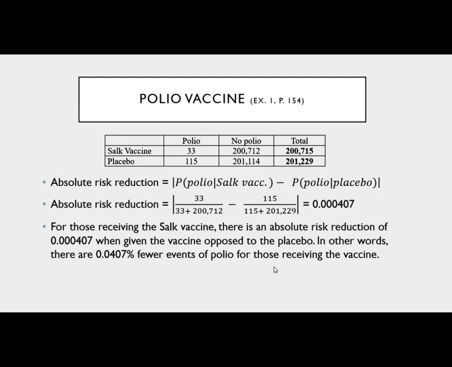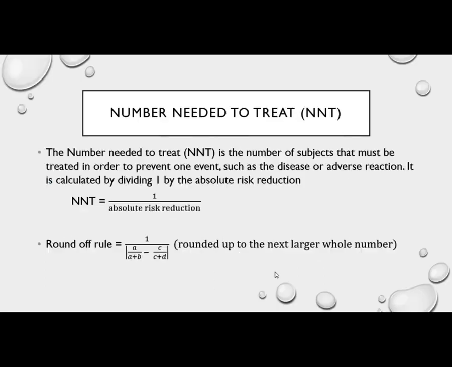In other words, there are 0.0407% fewer events of polio for those receiving the vaccine, but that's not very intuitive. So we look at the number needed to treat. The number needed to treat is the number of subjects that must be treated in order to prevent one event, such as the disease or adverse reaction. It is calculated by dividing 1 by the absolute risk reduction. So we use this round off rule: if you get a fraction, you round up to the next larger whole number.